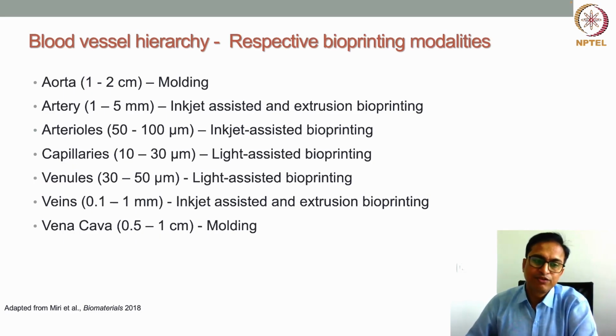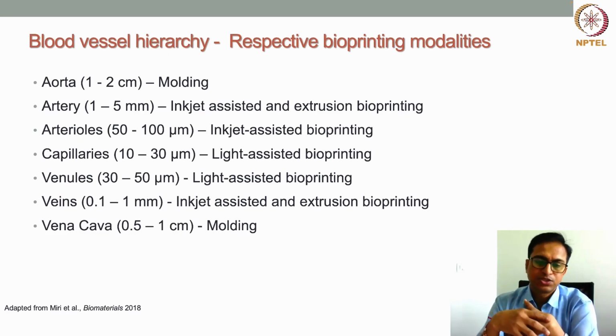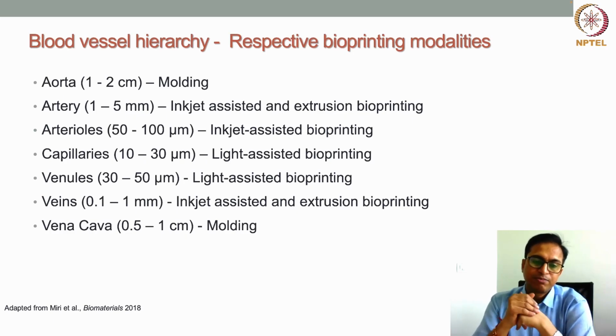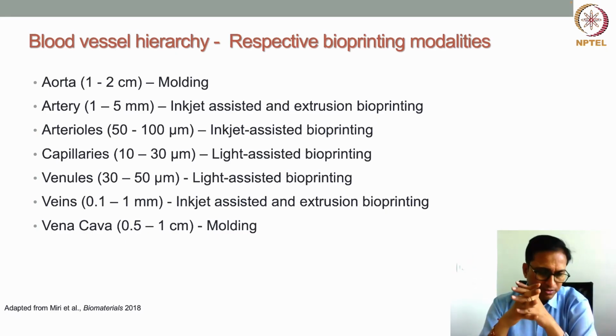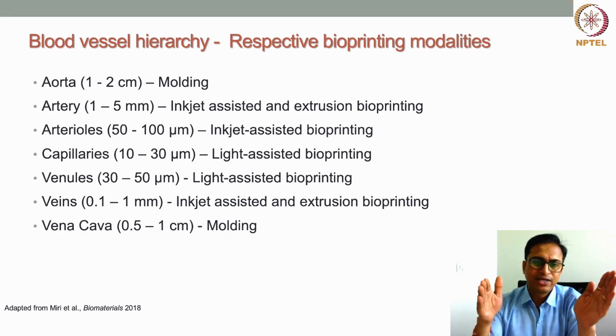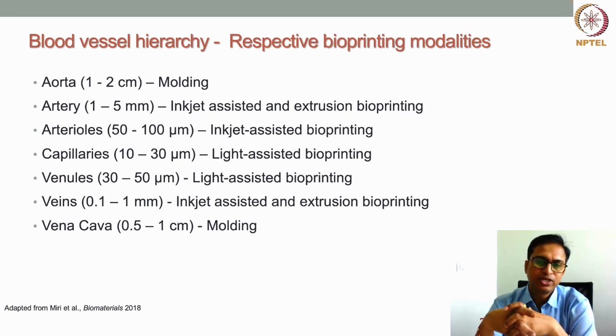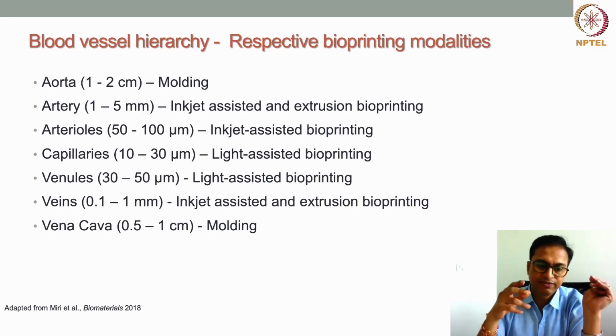And then the next is the vena cava, where the diameter is typically from 0.5 to 1 centimeter, and because it is a thick blood vessel, it also can be printed with the molding technique, but other techniques are not that suitable. So this is the horizon of all these different types of blood vessel structures, and these are the respective bioprinting modalities that can be very well used to develop that particular blood vessel structure.